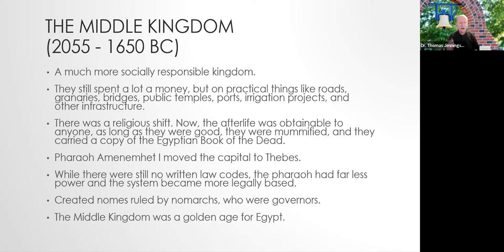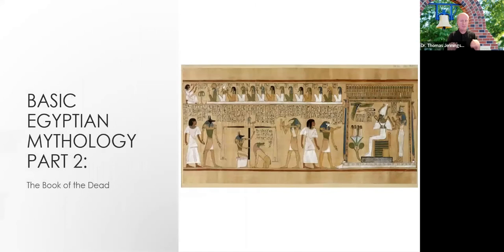Governance was good. Egypt was broken into regions called nomes, and they had governors called nomarchs. And so this is a very good time to live in Egypt. Everybody could go to heaven. You had good spending practices. There's no invasion. Things are safe. And it's hard even to pick out very many famous pharaohs because they're all kind of equally good. So the Middle Kingdom, we could talk about relatively quickly. And so let me get to mythology part two.